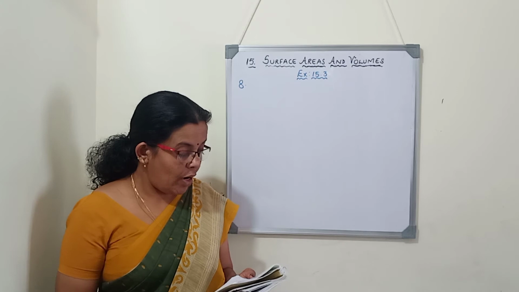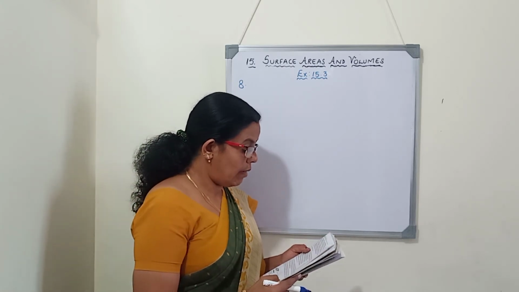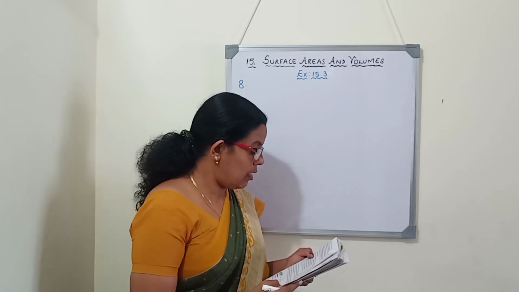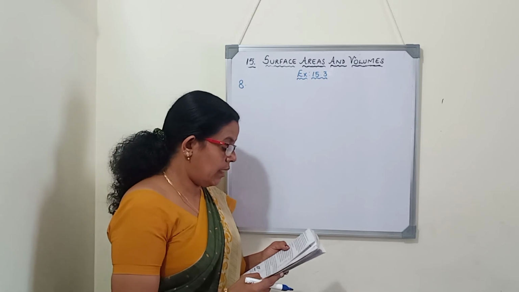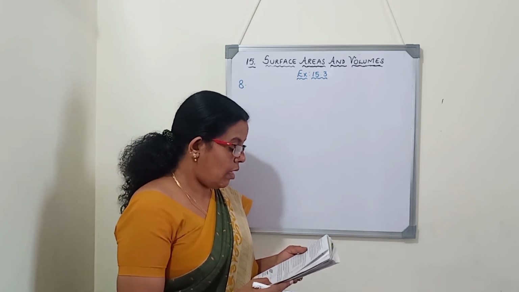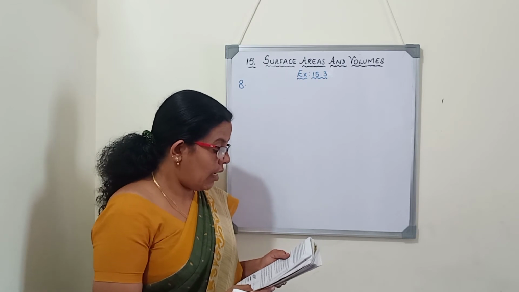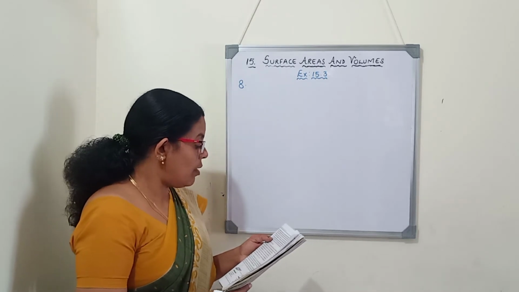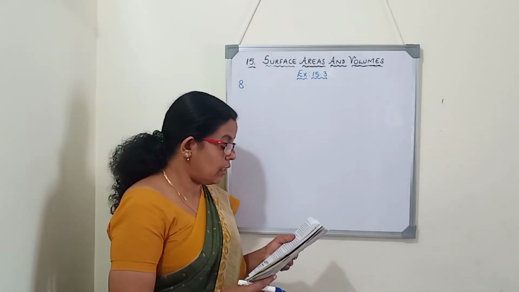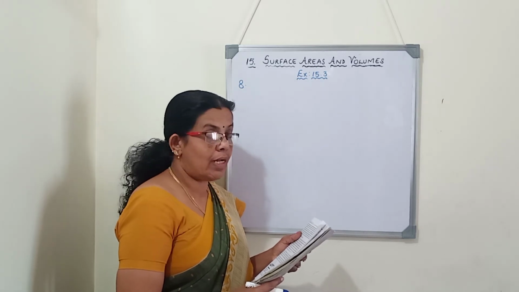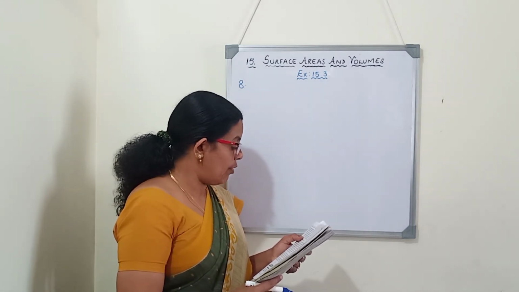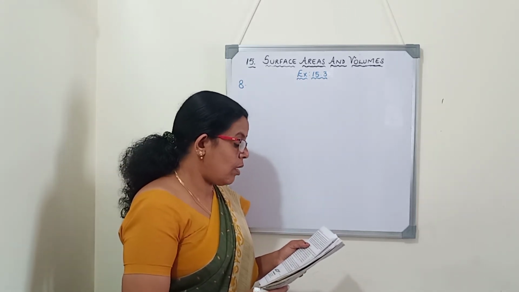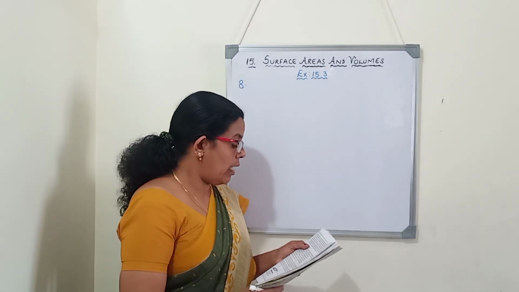Ninth question. A farmer connects a pipe of internal diameter 20 centimeter from a canal into a cylindrical tank in her field, which is 10 meter in diameter and 2 meter in deep. If water flows through the pipe at the rate of 3 km per hour, in how much time will the tank be filled? So here, similar to the previous question, a farmer connects a pipe of internal diameter 20 centimeter from a canal into a cylindrical tank in her field, which is 10 meter in diameter and 2 meter in deep.